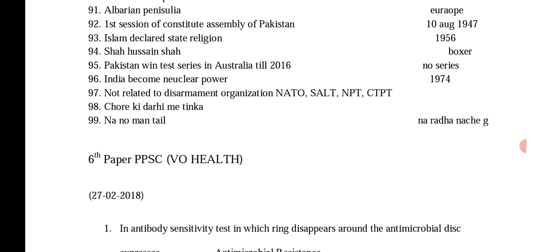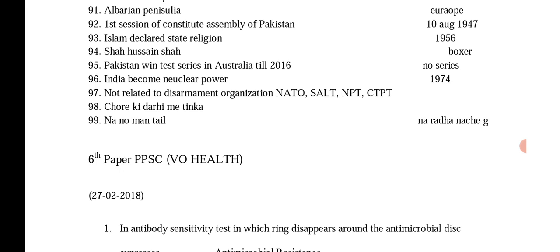Iberian Peninsula is in Europe. First session of the Constituent Assembly of Pakistan was on 10th August 1947. It was 4 days before the independence of Pakistan. Pakistan independence is on 14 August 1947, but 4 days before there was the first session of the Constituent Assembly of Pakistan.